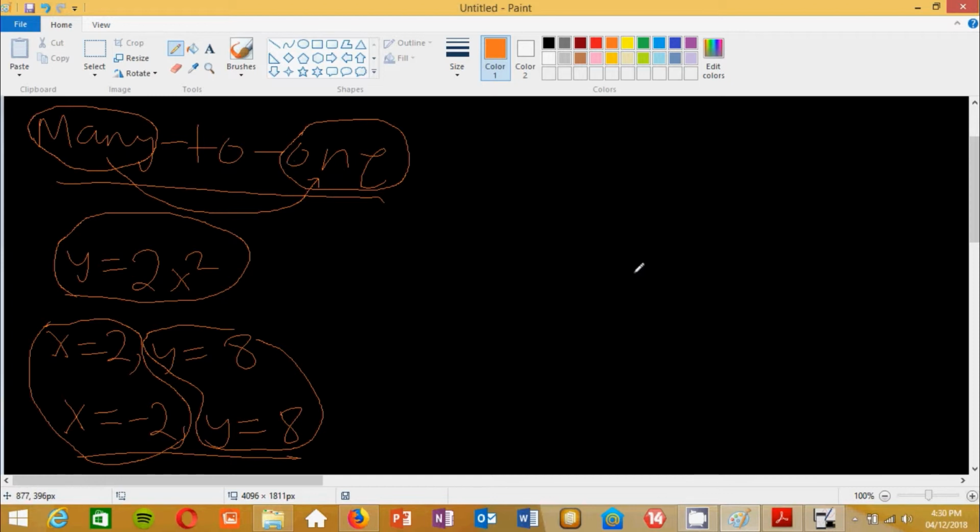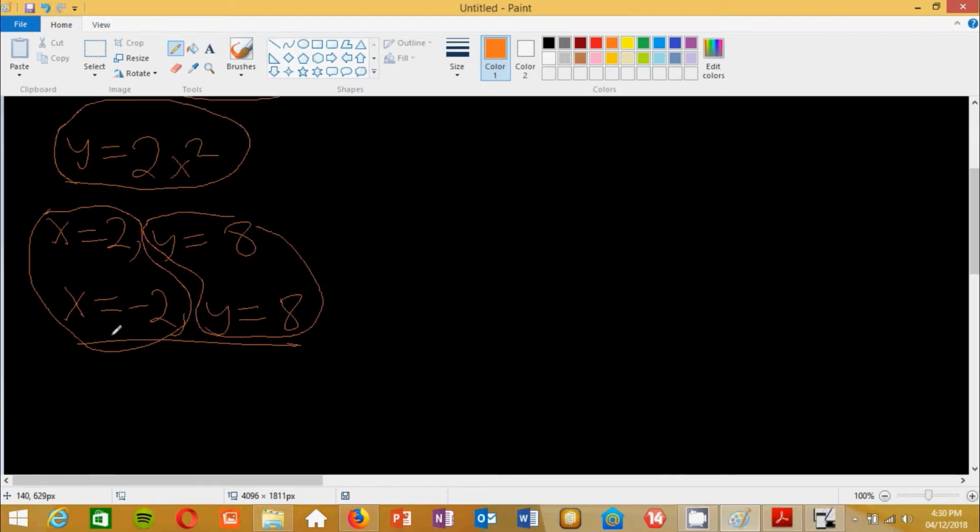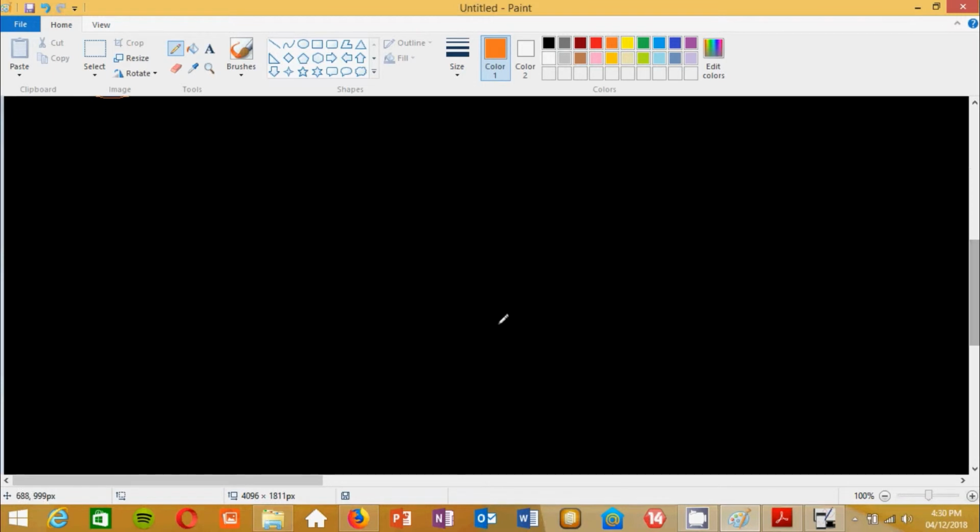So a many-to-one function is a function in which more than one input value gives you the same output value. Remember, our input values in this case are x, and our output values are y. So you are having many different input values which are giving you the same output value. 2 and negative 2 are different input values, and they're giving you the same output value. Let's look at another function.